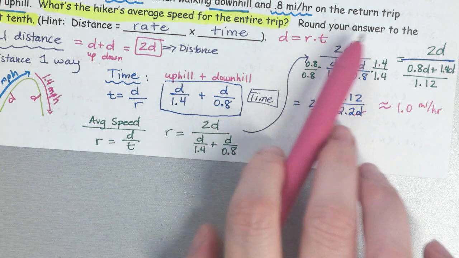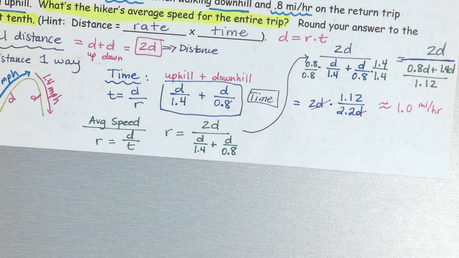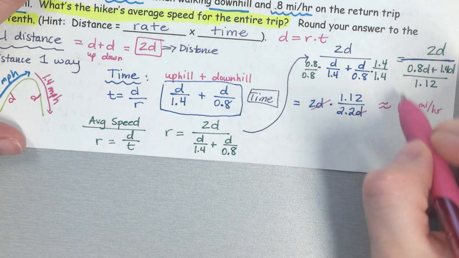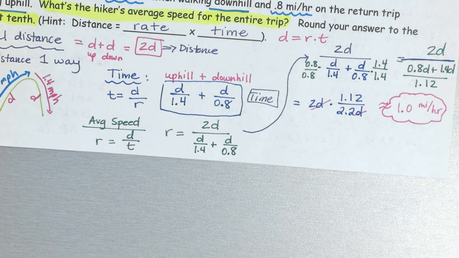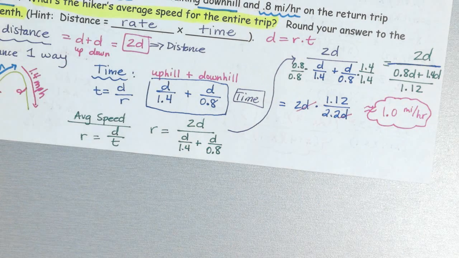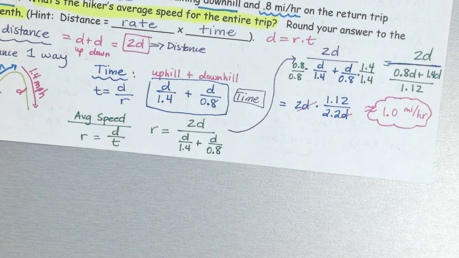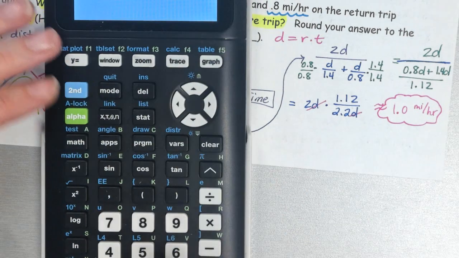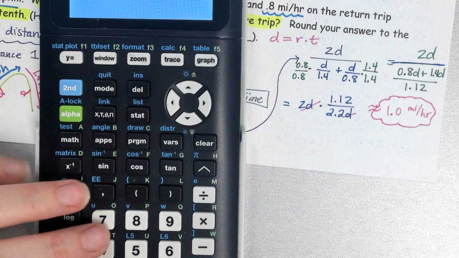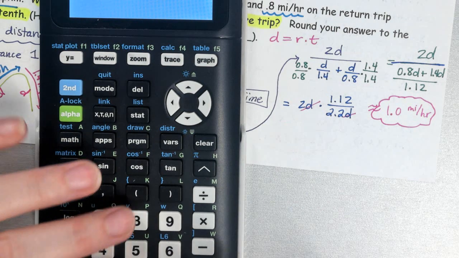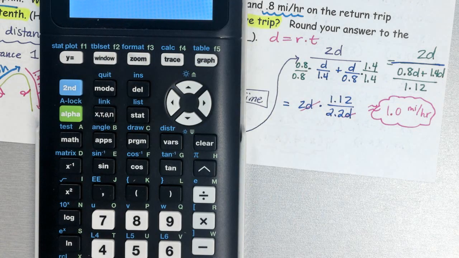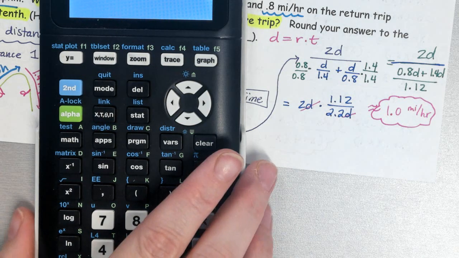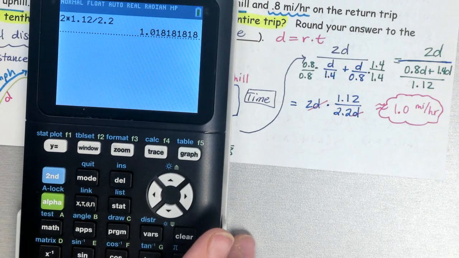Okay, so you have the 0.8 and the 1.4. This is going to be the average speed of the entire trip. Okay, Steve, can I borrow your calculator for a second? I'm just going to show here. To get that, you do 2 times 1.12 divided by 2.2. It says to round to the nearest tenth. This one happens to be 1.0.